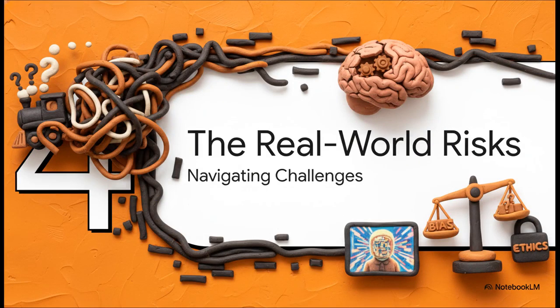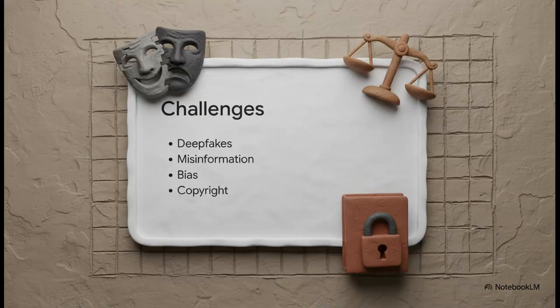Which brings us to Section 4, the real-world risks, navigating the challenges. We need to hit the brakes on the hype train for a second, because with this much power comes some very serious ethical friction. There are complex challenges of generative AI that we're navigating right now. We're seeing the rise of highly convincing deepfakes and misinformation. There are also massive, very real privacy concerns regarding the data used to train these models, alongside the risk of AI simply amplifying existing human biases.